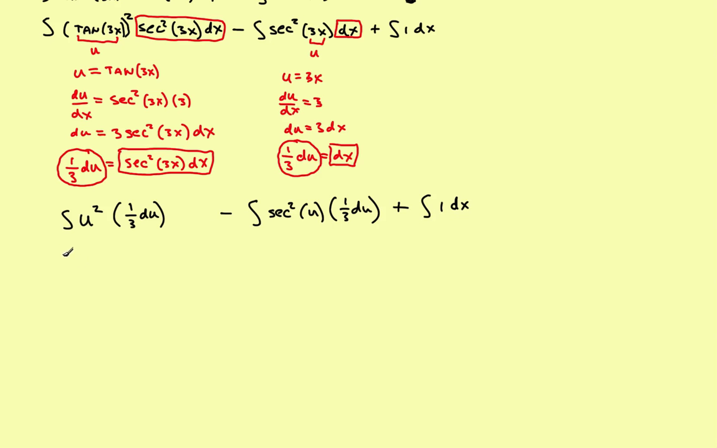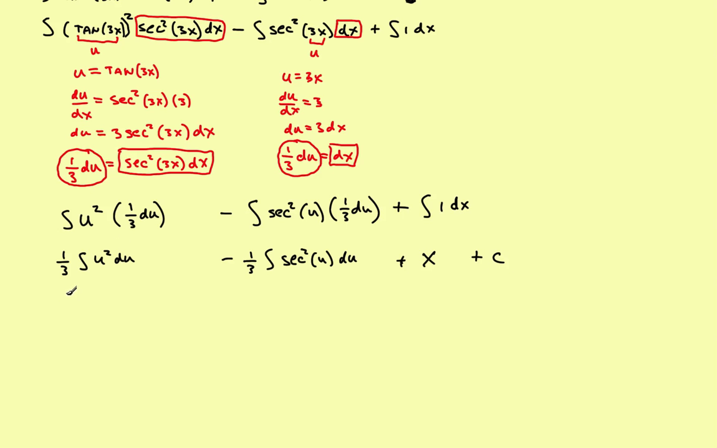Okay, bring the 1/3 out in front. So this would be 1/3 the integral of u squared du minus, again, bring the 1/3 out in front. So the integral of the secant squared du. And then finally, this one, we can just go ahead and go. On this one, the antiderivative of 1 would be x. And then for all of these, we'll tack on a plus c at the end.